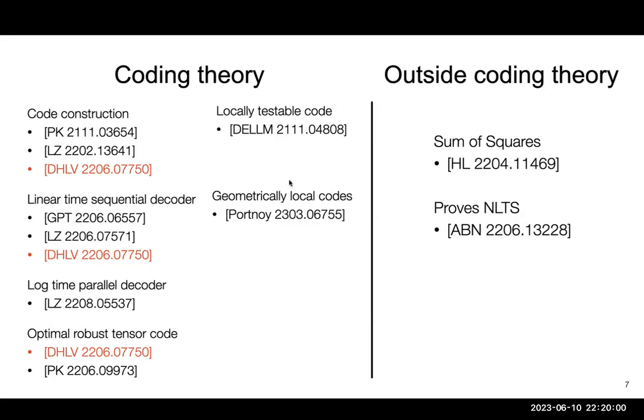But there are also applications in other places. For example, there's the question of what's the optimal code one can construct with geometric constraints, meaning that the checks should only interact with geometrically local, nearby qubits. The gap was recently closed to polylog in this work by Portnoy, and one key ingredient is these good quantum LDPC codes. Outside of coding theory, there are also applications to some hard instances for sum of squares and also the NLTS conjecture.